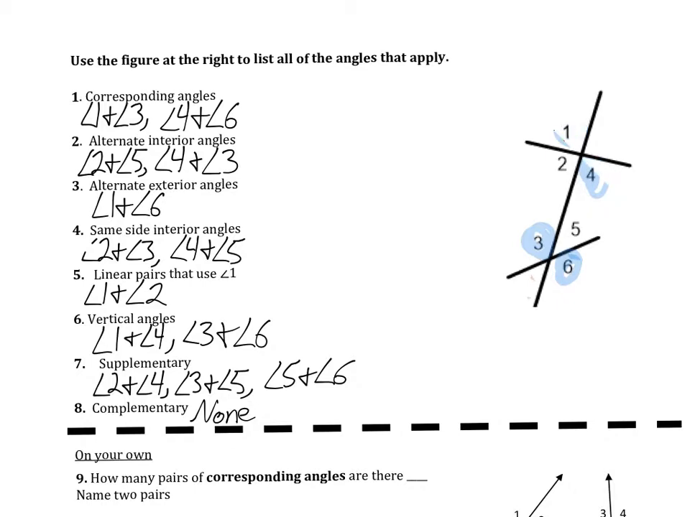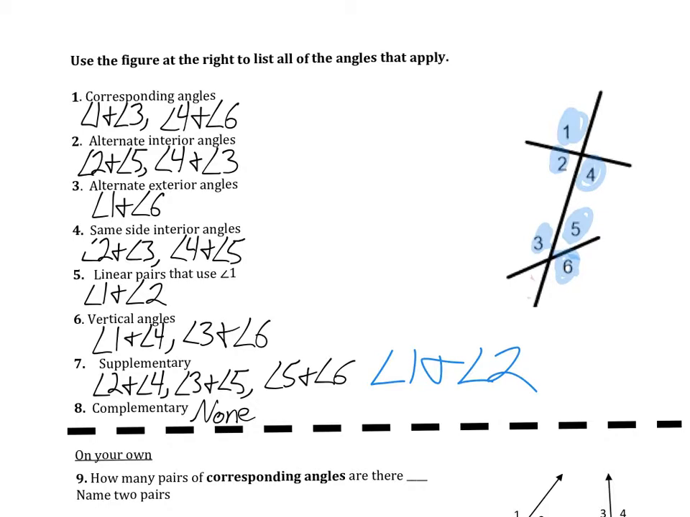Now my next one, supplementary. I'm thinking, what on earth does supplementary mean again? I'm pretty sure that it means that they add up to 180. Yeah, okay. So I want things that sit next to each other that add up to 180. So I'm basically just looking for a whole bunch of linear pairs. So 2 and 4. Oh, I missed one on my paper. 1 and 2. So let me add that in. Angle 2 and angle 4. Angle 1 and angle 2. Angle 3 and angle 5. And then angle 5 and angle 6. So we basically just listed all of our linear pairs.